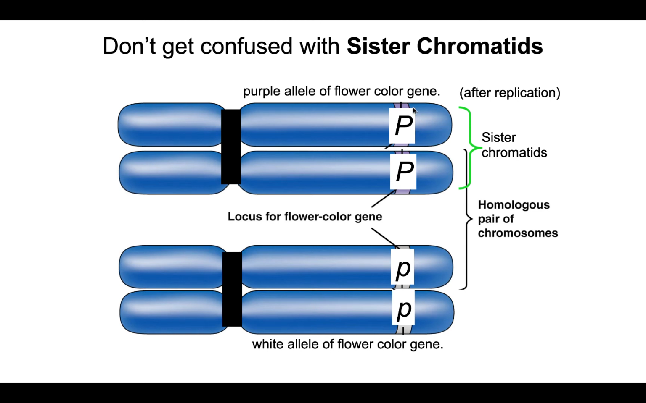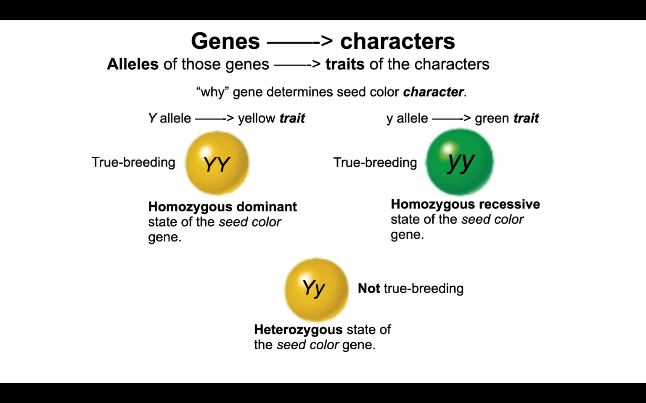other. So if we have the purple allele of the flower color gene here, then it's got to be the purple allele here. If we have the white allele here, then the sister chromatid has to be the white allele. Okay, so these two guys are sister chromatids. These two are homologous to one another. So please, again, make sure you understand that, because things will become increasingly complicated if you don't get that little detail.